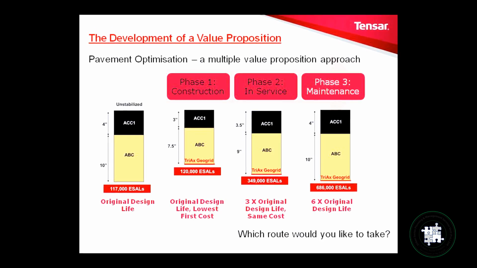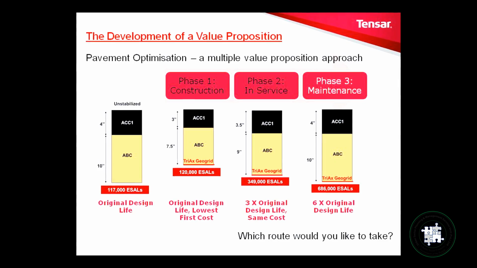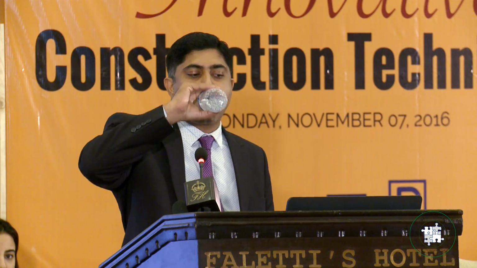So I'll spend a few seconds on this slide. What kind of benefit, and in what different ways, can we get benefit from the geo-grid? On the left-hand side is a typical section of pavement with 4 inches of asphalt and 10 inches of aggregate base course. It has got some design life.